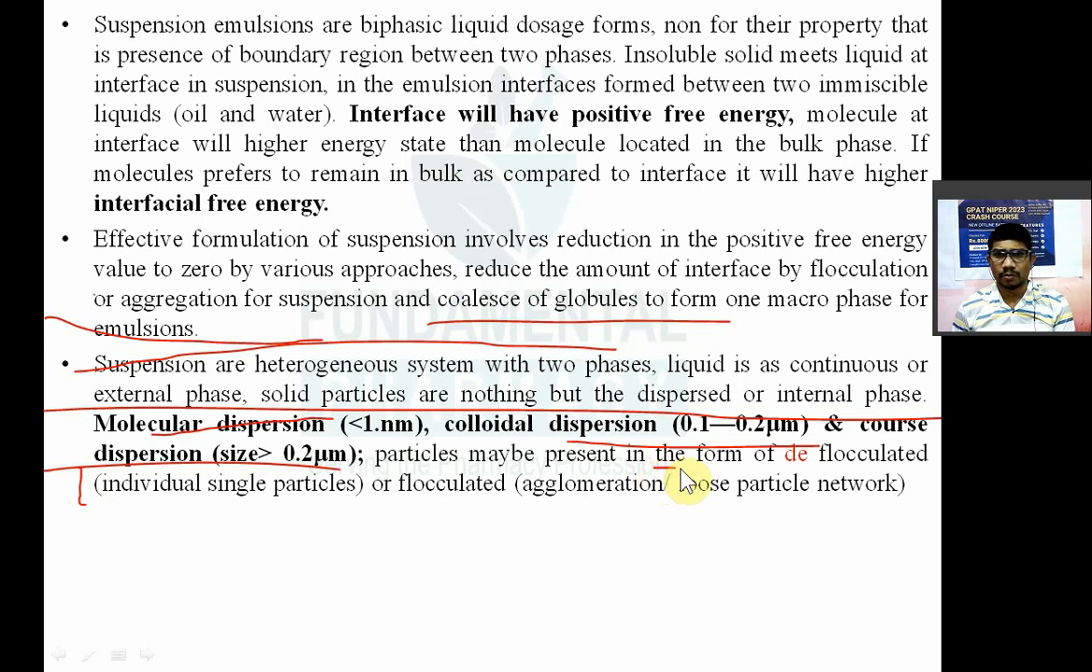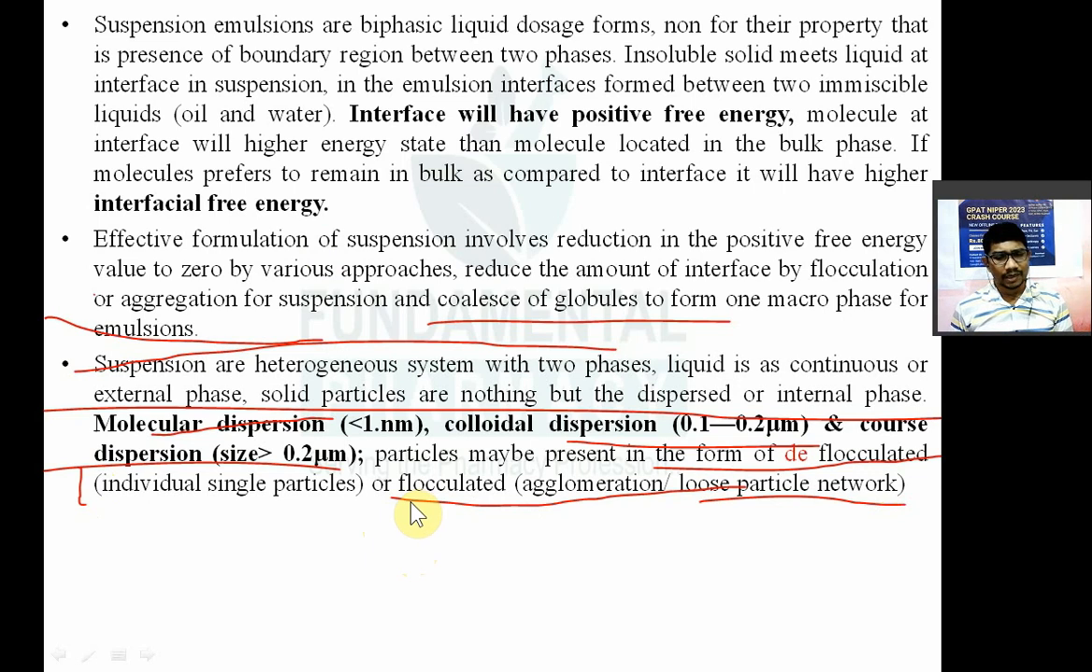Particles may be present in the form of deflocculated, that is an individual particle. Particles in the suspension may be present in the form of, जो सस्पेंशन में पार्टिकल होते हैं वो भी कैसे हो सकते हैं, इंडिविजुअल पार्टिकल. So particles in a suspension, individual particles, are known as deflocculated, so an individual single particle, or particles in the suspension may be in the form of floccules or aggregates or a loose particle network known as a flocculated suspension. So there are two types of suspensions, flocculated and deflocculated.